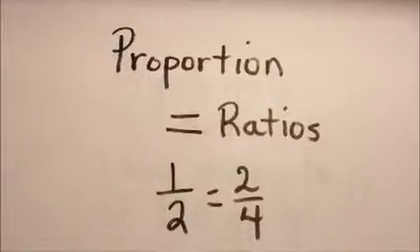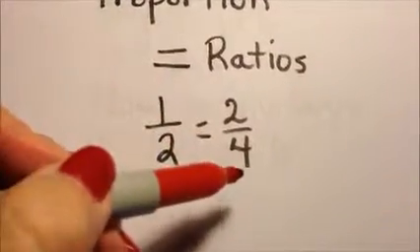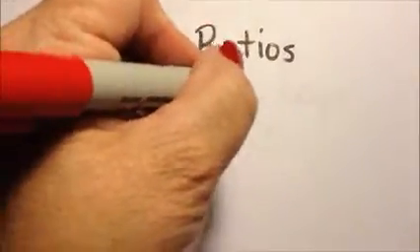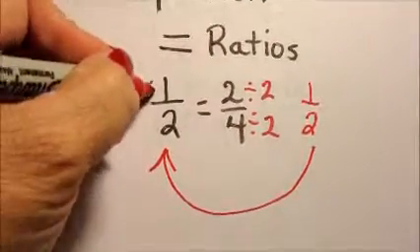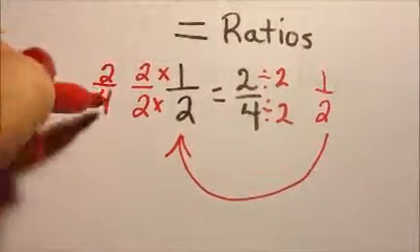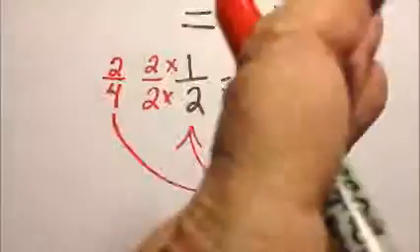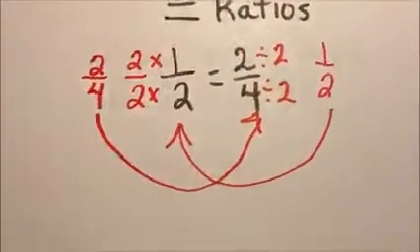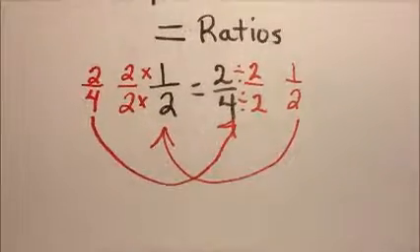Now, a proportion is two equivalent ratios. For example, 1/2 is the same thing as 2/4 because if I divide both of these by the same number, I get this. Likewise, if I multiply both of these by the same number, I get this. Okay? So I can multiply the smaller numbers, I can divide the larger numbers, and always by the same number. In other words, 2 over 2, 3 over 3, 4 over 4. So a proportion is equivalent ratios.